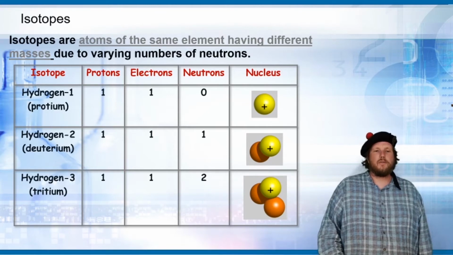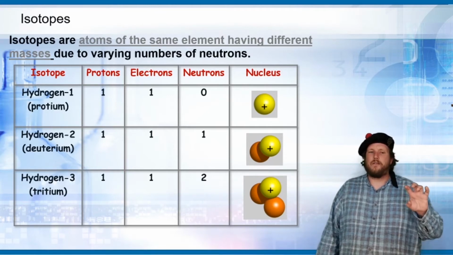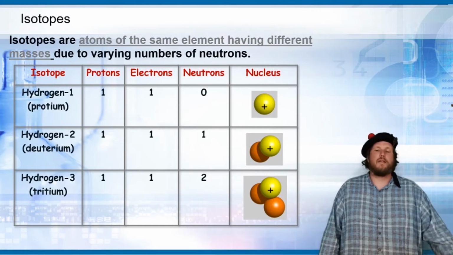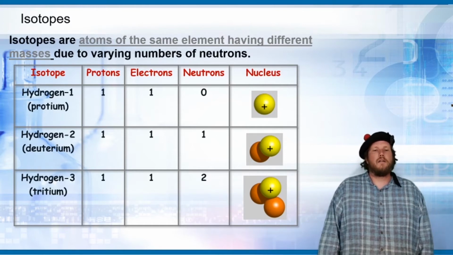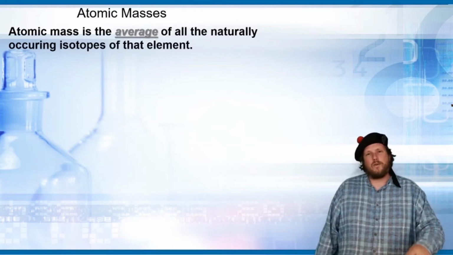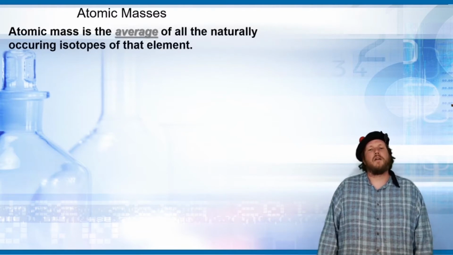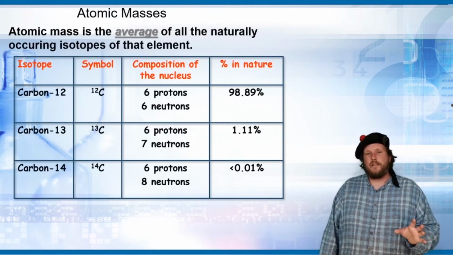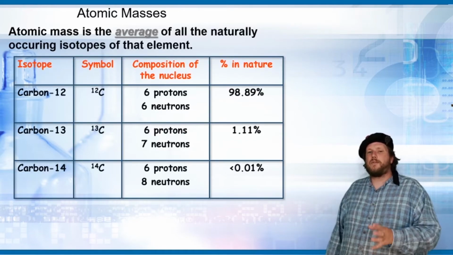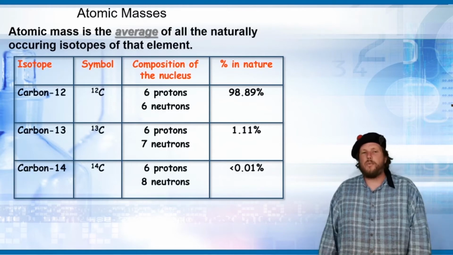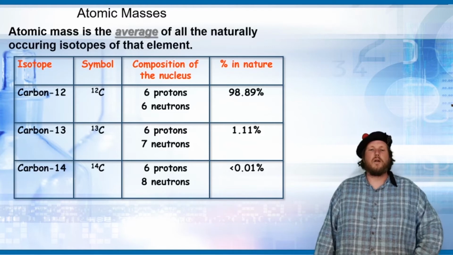Those names, of course, come from the masses, right? So the deuterium has twice the mass of protium. Tritium has 3 times the mass of protium. So atomic mass is the average of all the naturally occurring isotopes of the element. So you take the mass of each isotope, you multiply it times its percent abundance in nature, and then add all of those up. So for carbon, we have carbon 12, carbon 13, and carbon 14.